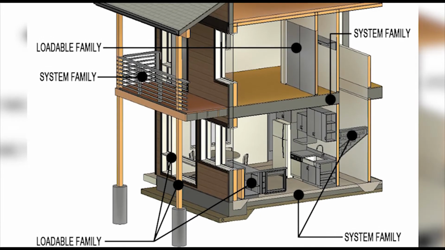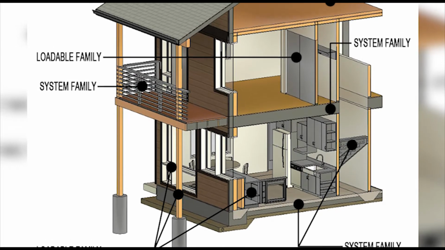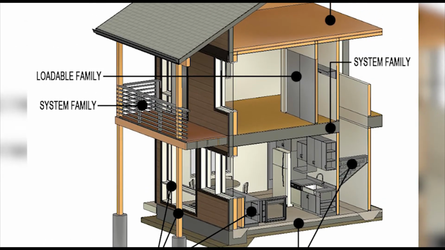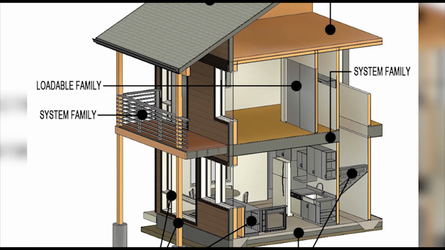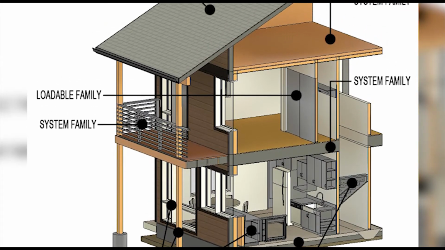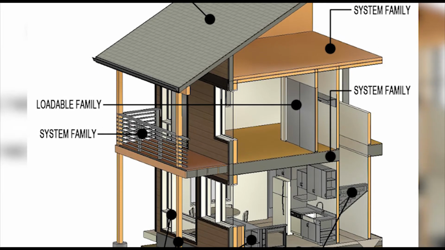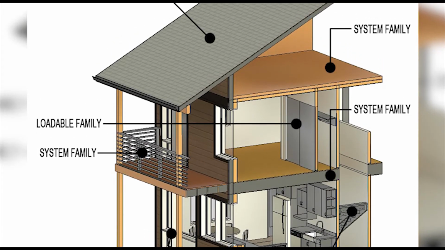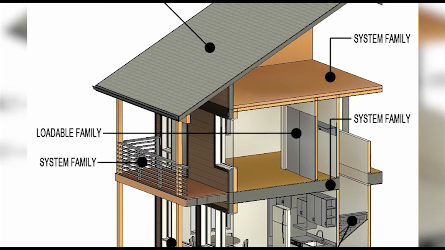Let's dive in. Before we actually get into Revit, I wanted to go over what system families are, because Revit considers walls as system families. System families are built-in components in Revit. These are items that are your basic building blocks: walls, roofs, floors, stairs, railings, as well as a few in the MEP realm as well.